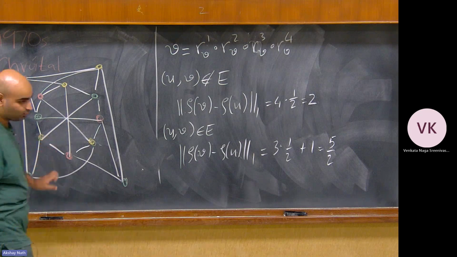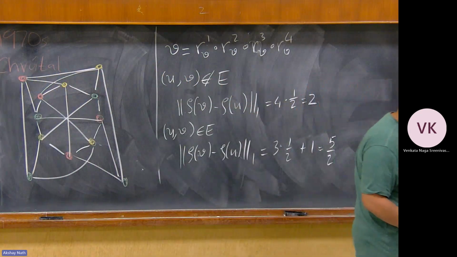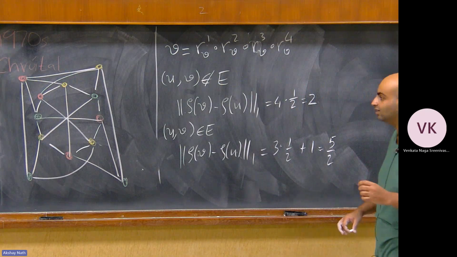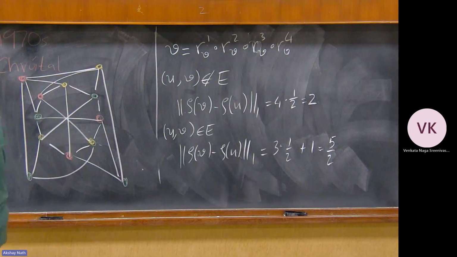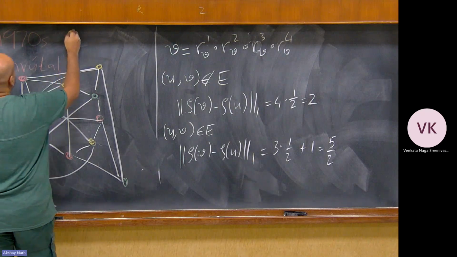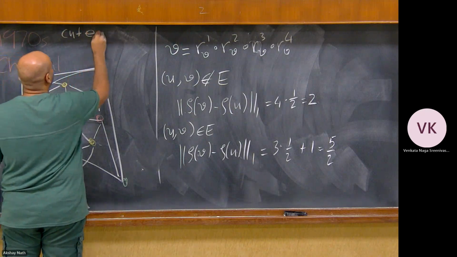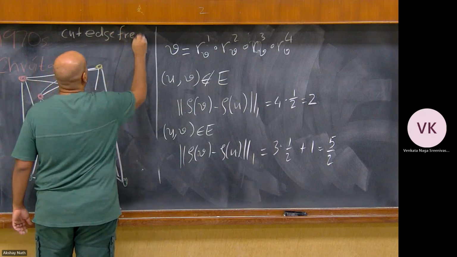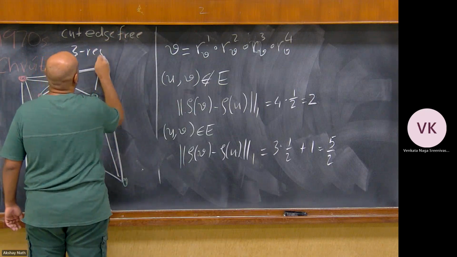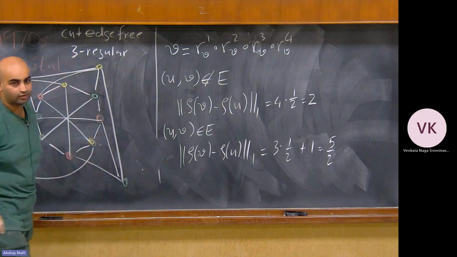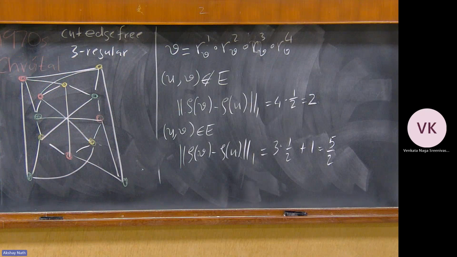Okay. So why is this useful? What we'll do is the following. Our starting instance is going to be 3 coloring on cut edge free 3 regular graphs. Then we will look at its incidence graph. So it's a 3 regular graph. Now look at the graph where every edge is a vertex. And here notice that there are 3 edges incident on a vertex, right? So you put a hyper edge on it.